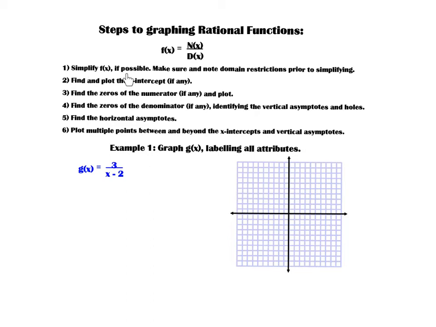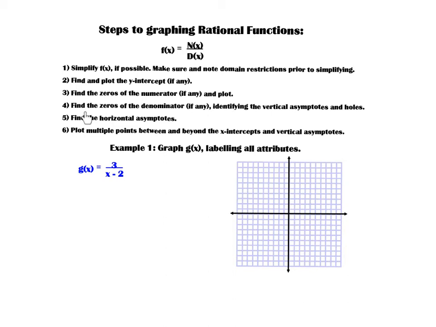First of all, you want to simplify f of x if possible. But prior to doing that, make sure that you note the domain restrictions before doing the simplifying. So the domain restrictions would end up being your critical values where you have a vertical asymptote or a hole. Step 2, find and plot the y-intercept. So find f of 0. Note that. I would plot them as well in the graph. Find the zeros of the numerator, if any, and plot those. Those are the x-intercepts. The zeros of the numerator are the x-intercepts.